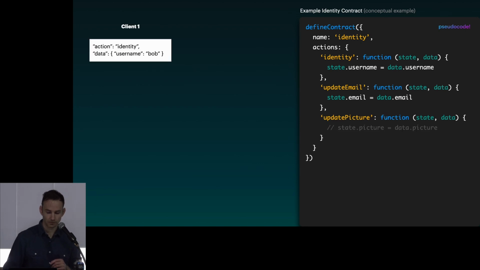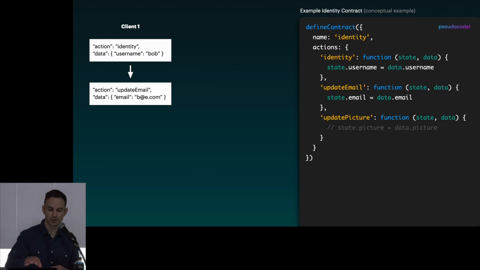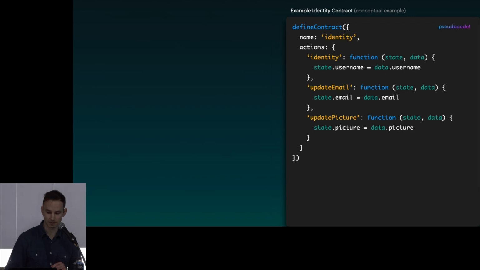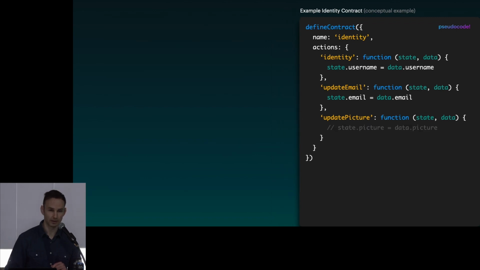So here, let's start with this current contract that we have. Actually, yeah, let's give a concrete example. You see right there where it says state.picture is equal to data.picture? That's going to be the modification that we're going to make for this example. So we're going to just comment out that line. We're going to change update picture so that the picture is no longer being set.